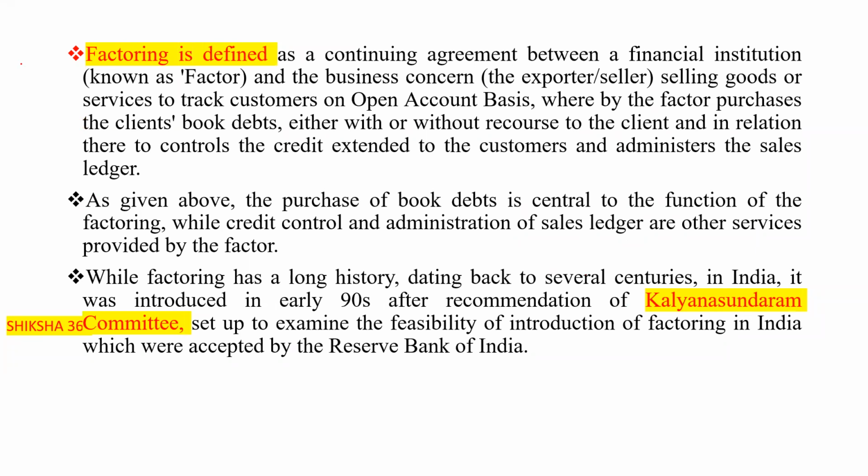First of all, factoring. Factoring is defined as a continuing agreement between a financial institution, known as the factor, and the business concern. Like we can say 6 can be written as 2 into 3, just for the understanding purpose, not anything technical.